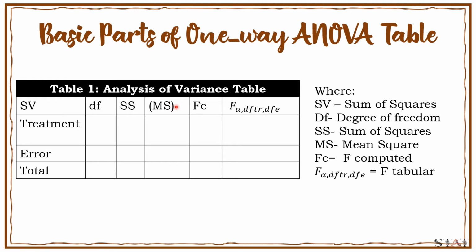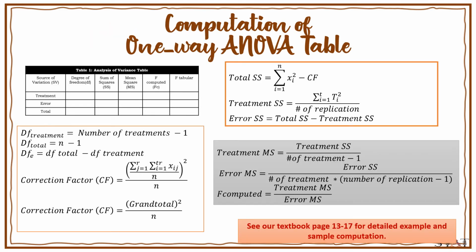SS is the sum of squares, DF is the degrees of freedom, MS is the mean square, and FC is the F computed. And then F alpha (DFTR, DFE) is what we call the F tabular. Under the source of variation, we have the treatment, the error, and the total, and we will compute the value of each, and we will have our conclusion for our experiment.